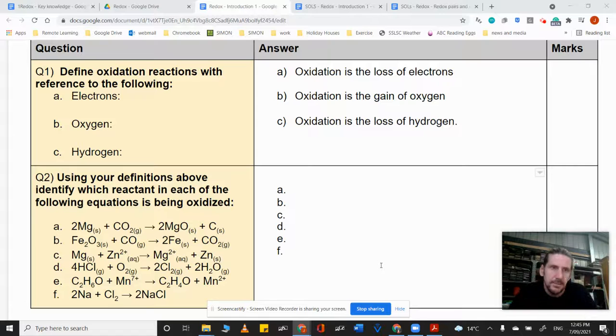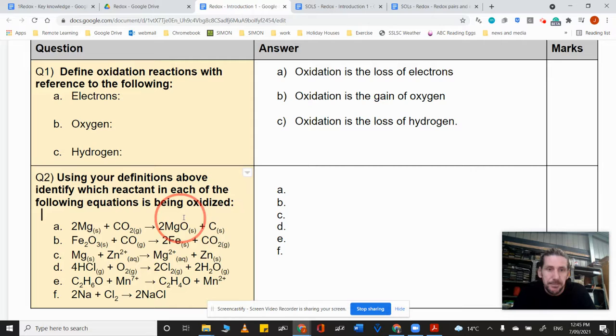All right, here's the hint for question number 2. You should already have the definition of what oxidation is in terms of electrons, oxygens, and hydrogens. And now we're going to apply that to these things here. So oxidation is one half of a redox reaction. Therefore, you can identify which species is being oxidized based on this information.